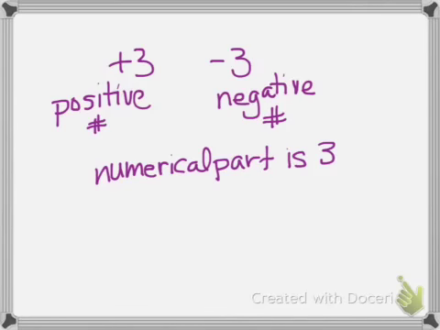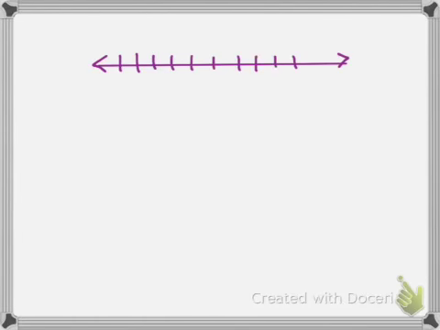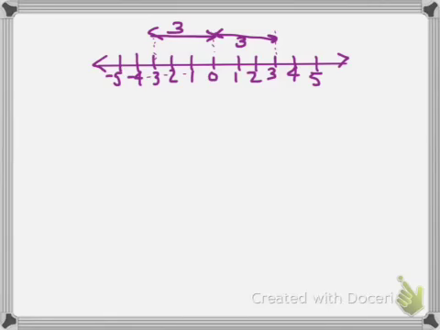The numerical part of this is 3. It's also known as the absolute value. So the absolute value of a number is the distance from 0 on a number line. So the absolute value of negative 3 is 3. The absolute value of 3 is 3. So in our definition, if x is greater than 0, then the absolute value of x is x. So for example, if x is 3, it's bigger than 0, so the absolute value of 3 is 3.